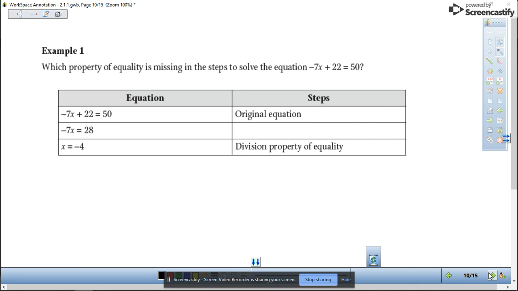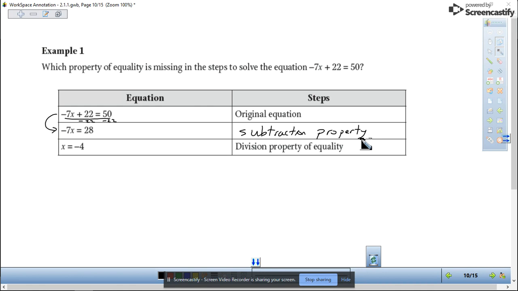All right, so in this equation, we started with negative 7x plus 22 equals 50. Okay, they somehow managed to get from this to here, where it's now negative 7x equals 28. So the question is, what did they do? All right, and it's pretty easy to know. I think we'll all be fine with they subtracted 22 from both sides. So that would be the subtraction property.